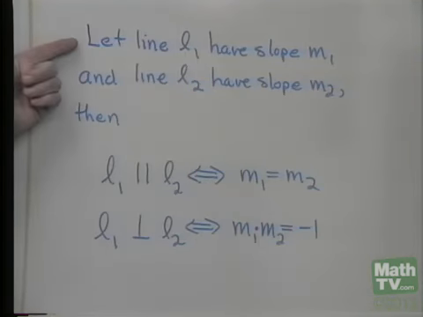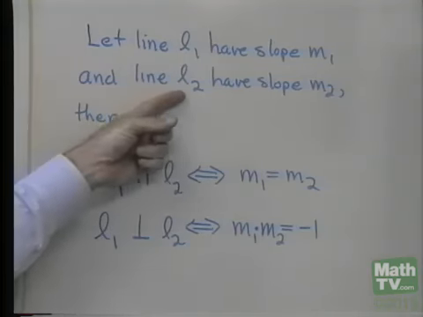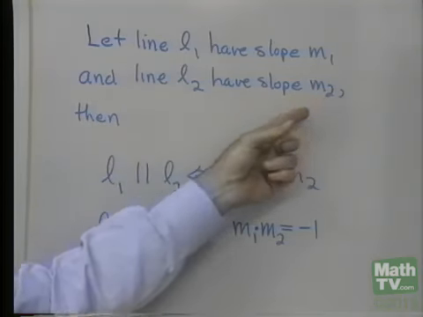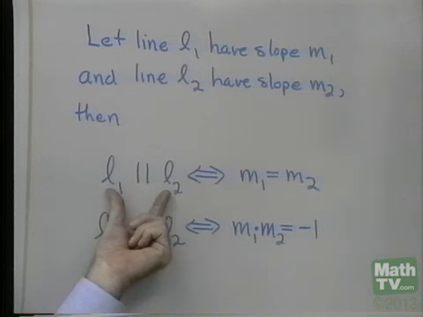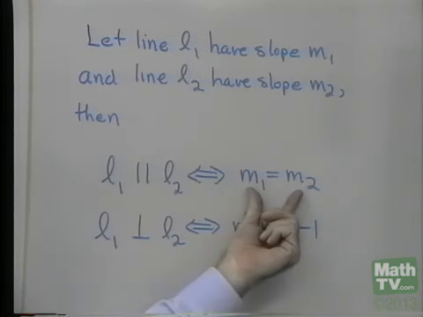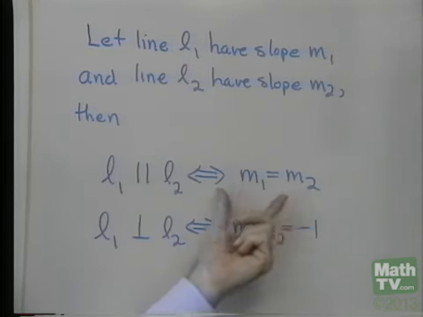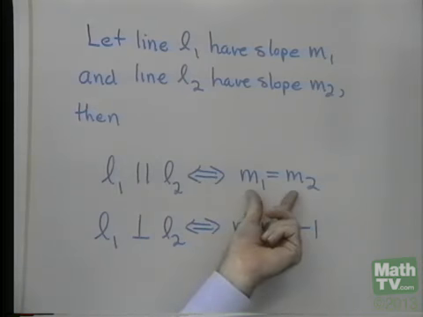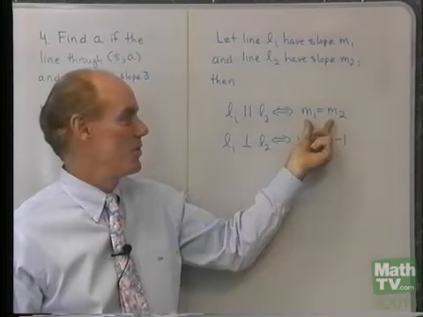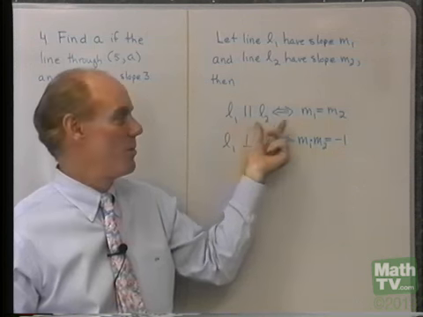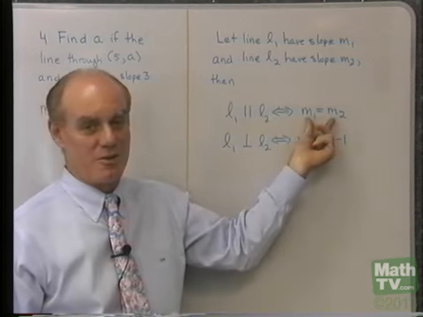So what we say is this. If we let line L1 have a slope of M1 and line L2 has a slope of M2, then L1 and L2 are parallel to each other if and only if their slopes are equal. That's a pretty intuitive thing, to have parallel lines being lines that have equal slopes. So L1 and L2 are parallel if and only if their slopes are equal.